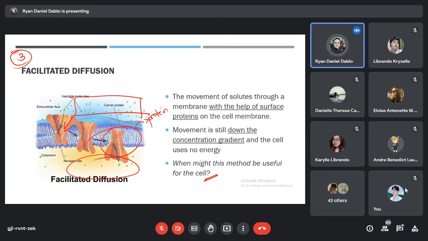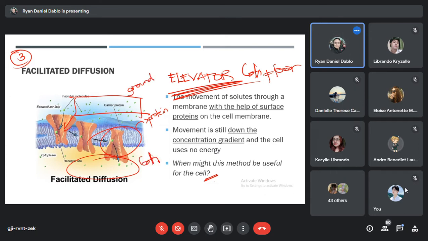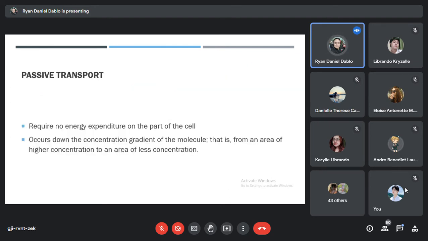Unsa example sa facilitated diffusion, ma'am sir? Kanang elevator, ma'am sir, mo na siya example no nga naa tas ubos daghan kita didto kinahanglan ta mosaka sixth floor kay kapoy kig saka. We move from an area of greater to less concentration, the ground floor. Then we move to the sixth floor through the use of an elevator. Anyway, let's proceed.